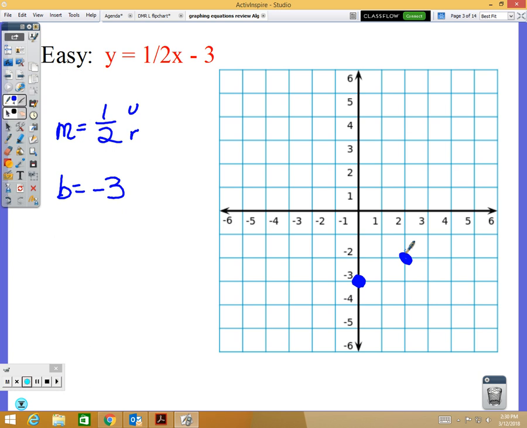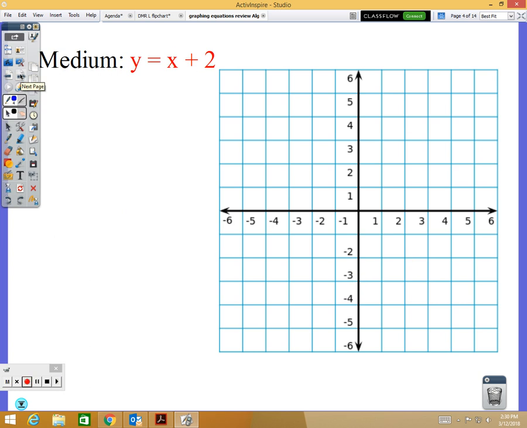Okay? All right, let's get into some medium level problems now that we reviewed that. So in this problem, the little bit harder part of this is what is the slope in this one? 1. So remember the slope is located between the equal sign and the x, and since nothing is there, there's really a 1. So 1 is like 1 over 1. So that would be up 1, right 1. And we also need the y-intercept, which is 2. So we're going to put a point at the 2, and then we're going to go up 1, right 1. And that would be our line.